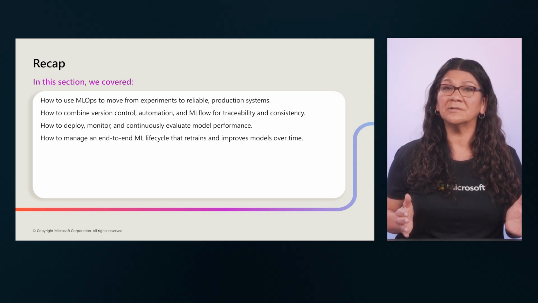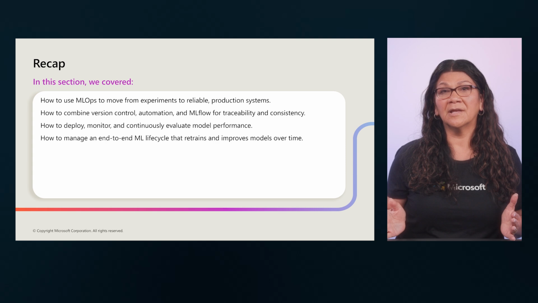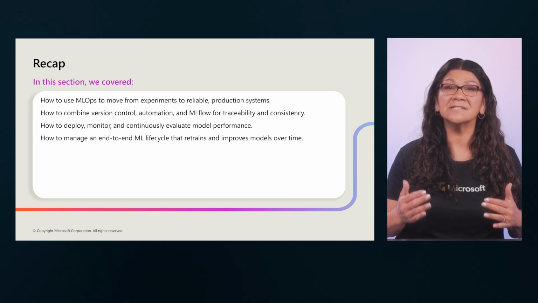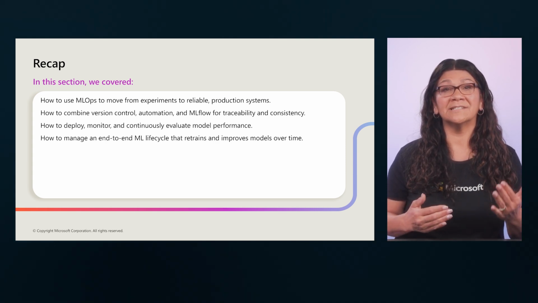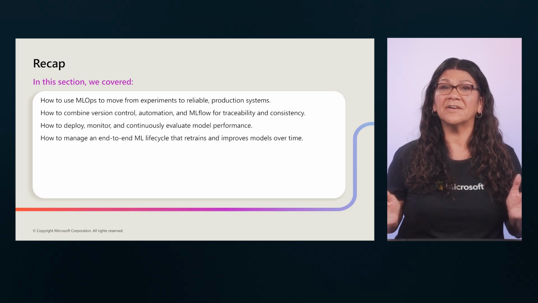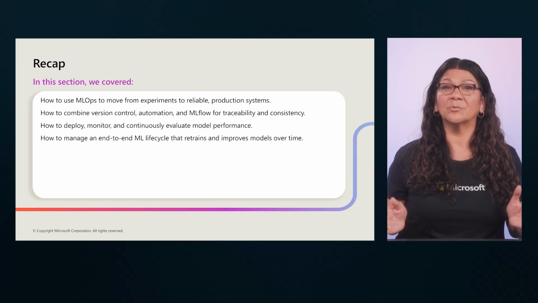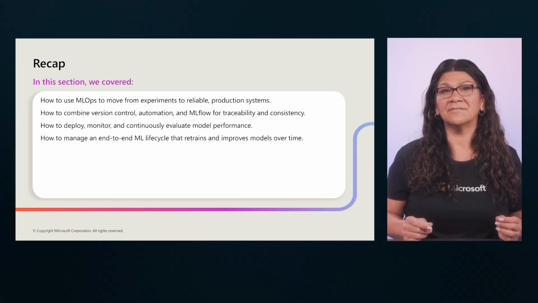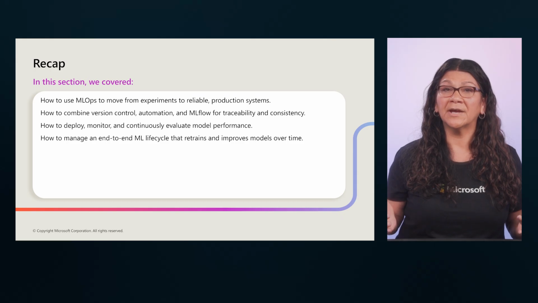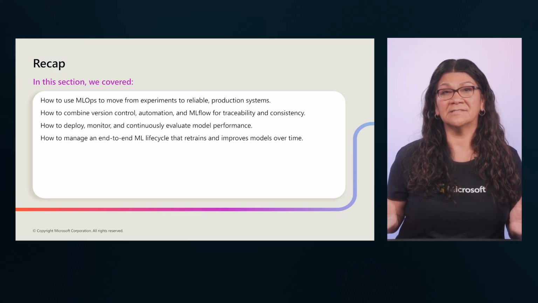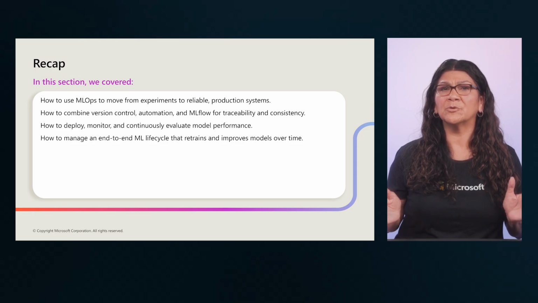Models are traceable, deployments are repeatable, and performance is continuously observed as real-world data changes. With these foundations in place, you're no longer just building models. You're running an end-to-end ML lifecycle that can retrain, redeploy, and improve with confidence, delivering AI solutions that remain trustworthy, resilient, and ready for production impact.